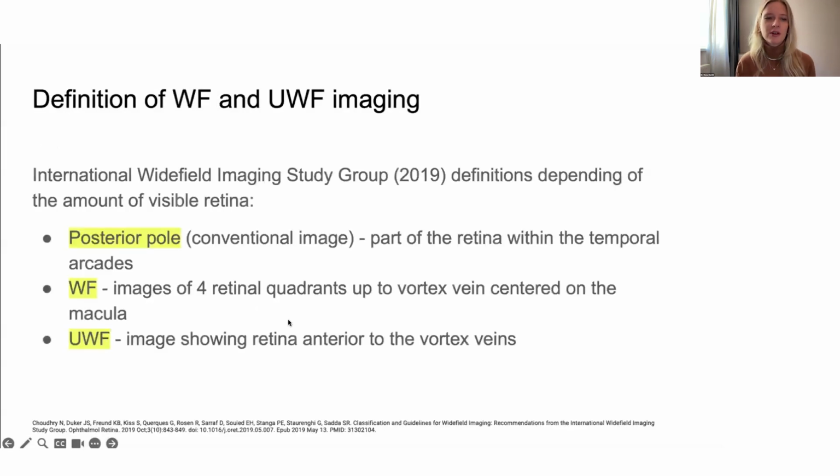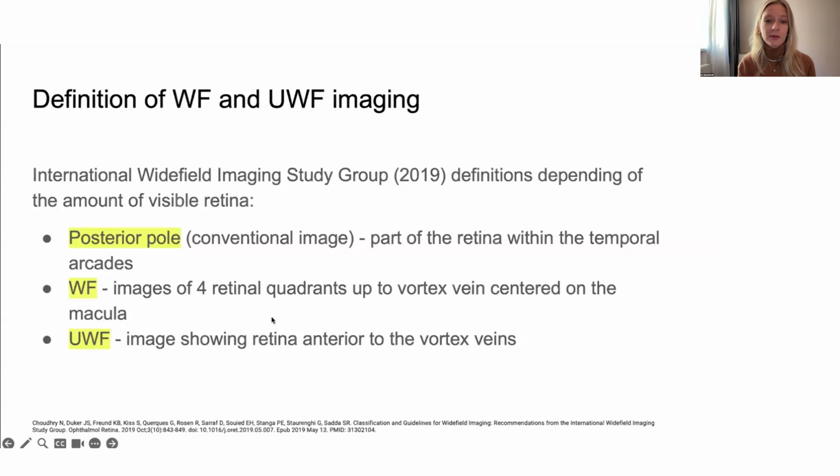So briefly, let's look through the definitions, some basics. It was covered already by previous presenters, of the different retinal imaging modalities that can be used in our clinics. As a basic, we have conventional imaging of the posterior pole that shows us the retina within the temporal vascular arcades and slightly beyond that. Then we have widefield images where we can see the retina in 4 quadrants and up to the vortex veins.